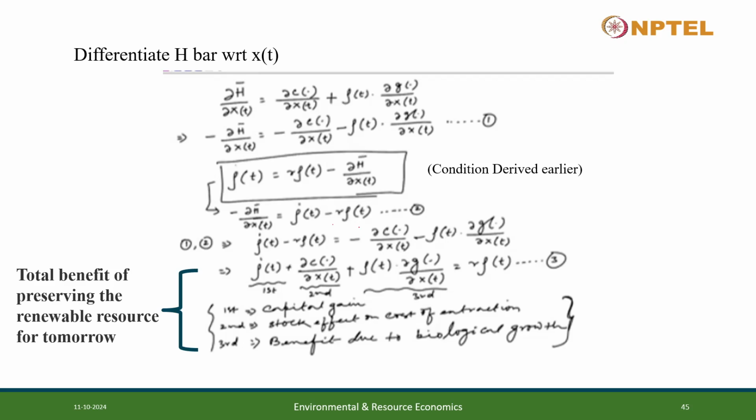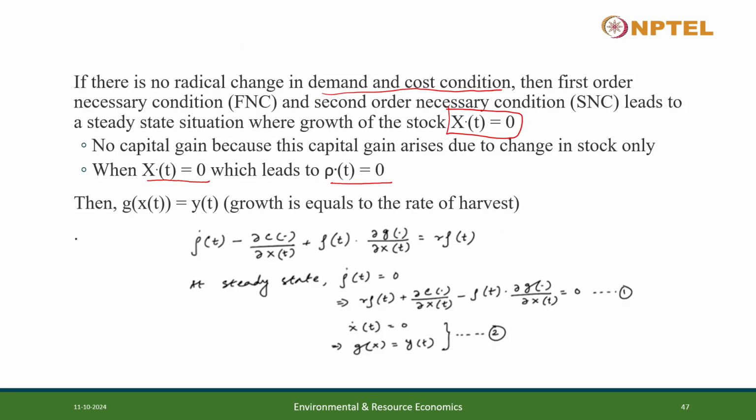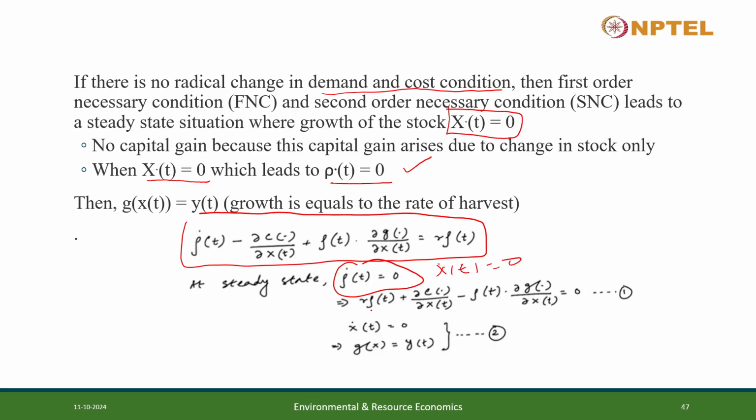So what we are saying is, if I equate this term to 0 and there is no change in the demand condition, when there is no change in the stock, then the change in rho dot t, the shadow price, with respect to time will be equal to 0. So this whole term which we have derived, at steady state rho dot t equals 0 since x dot t equals 0. And when I equate rho dot t to 0, I get this term. And I have also g of x equals y of t.